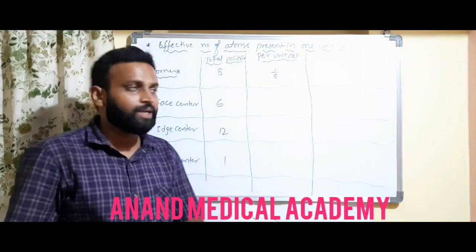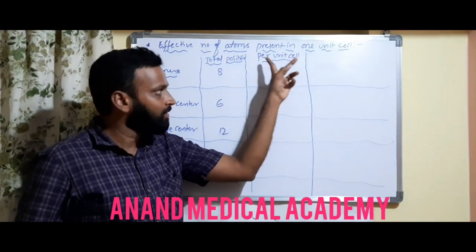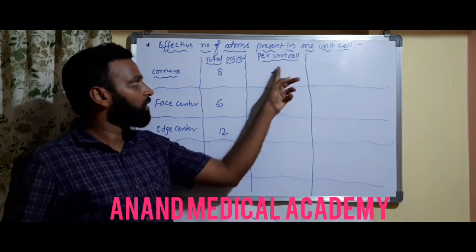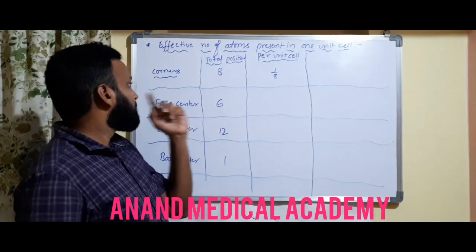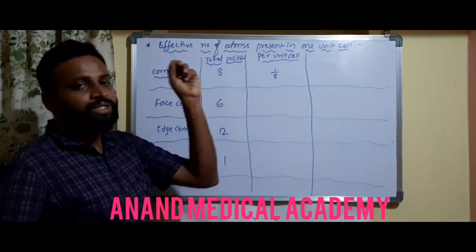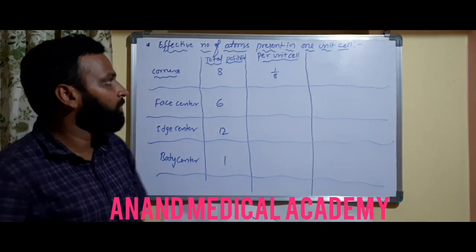Why 1 by 8, sir? Per unit cell contribution, you write down. I don't have a place here. Per unit cell contribution 1 by 8. Why 1 by 8, sir? Because a corner atom is shared by 8 unit cells. So per unit cell contribution is 1 by 8.